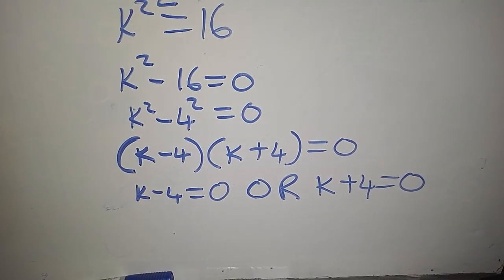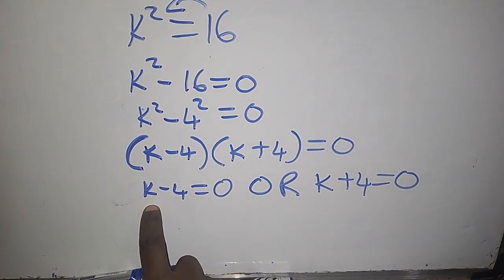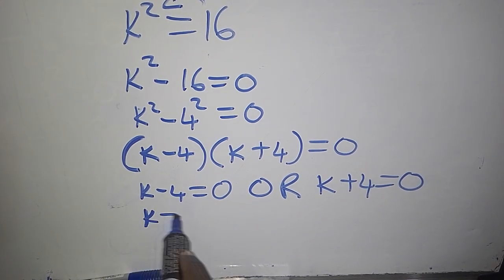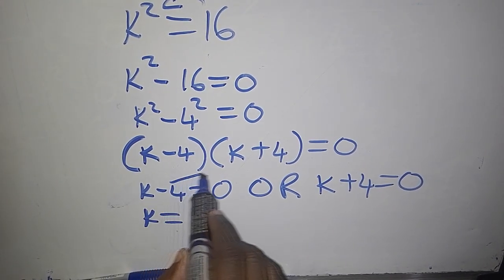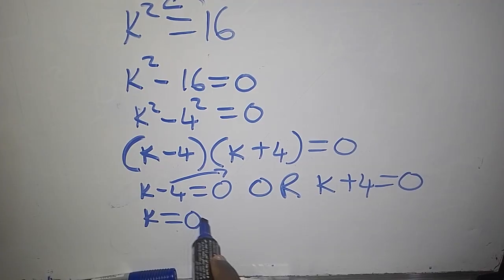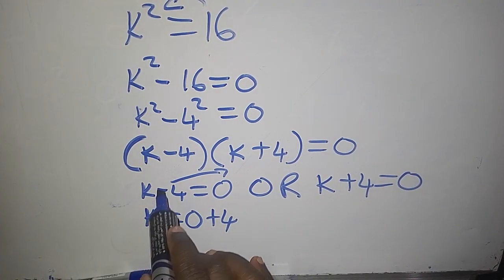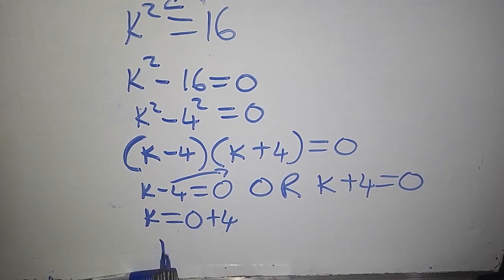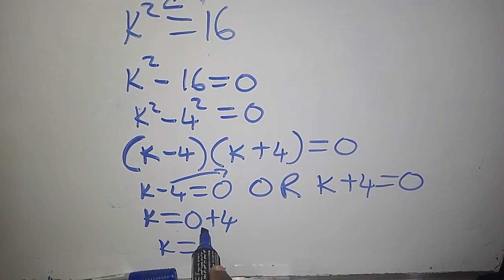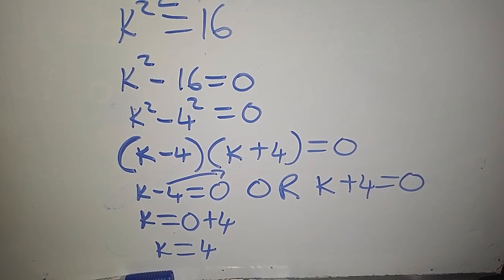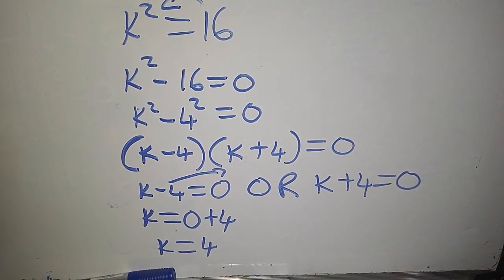We want the value of k. So to completely solve, I'm going to say that I have k equals, this is negative 4, I want it to go to the side to be 0 plus 4. Take note, when a negative crosses the equal sign, it becomes a positive. Then k equals 0 plus 4, which is 4. So the value of k is equal to 4.